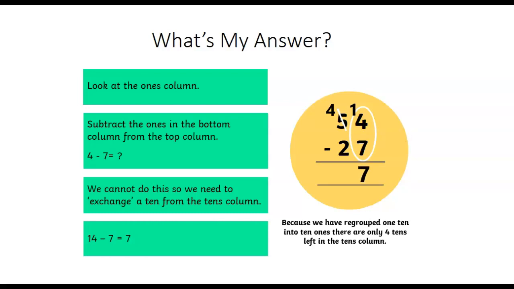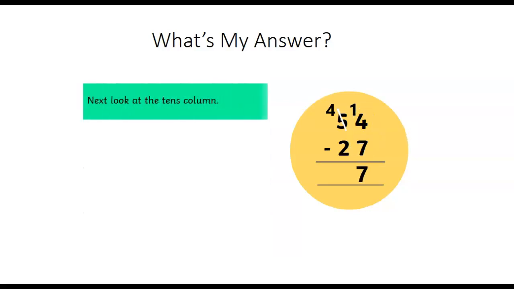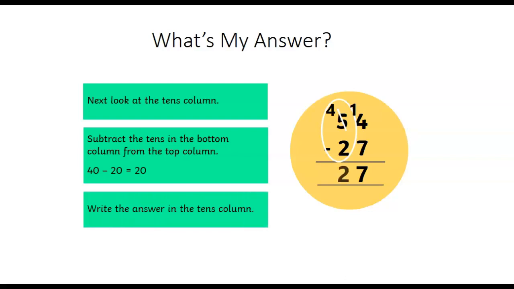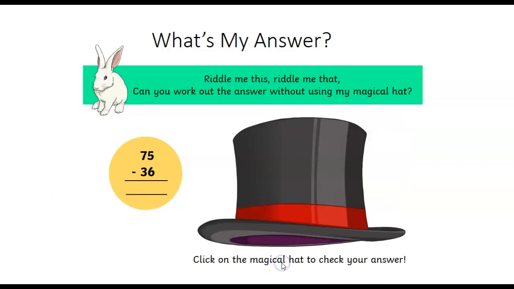4 10s take away 2 10s, which is 40 take away 20, is, of course, 2 10s. So you write the answer in the 10s column. So the answer is 27. Well done, year 2. Let's have a look at another one.